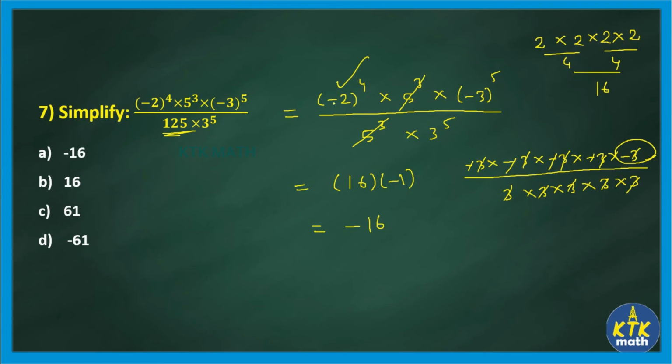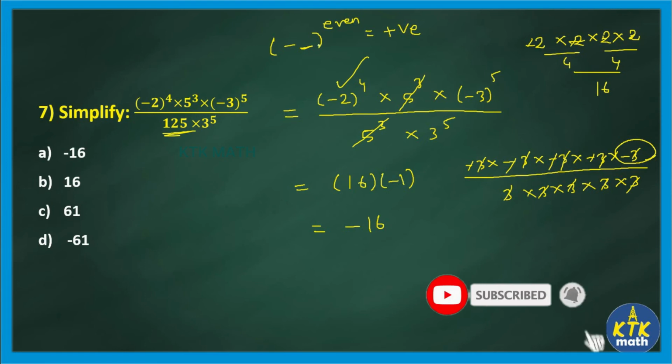You can ask me where this minus goes, that is this minus 2 power 4. Whenever you have minus some number and the power is an even number, the answer is always positive. Imagine minus 2, minus 2, minus 2, minus 2: the minus 2's cancel in pairs. So whenever you have a negative number with an even power, it is always going to be positive.